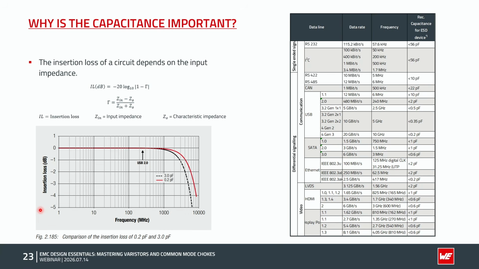In the graph, you can see that the higher the capacitance, the lower the resonance frequency. The insertion loss starts to become significant from the resonance point onward. On the right, you can find a table with different data applications, together with the resonance frequency and the corresponding capacitance range.